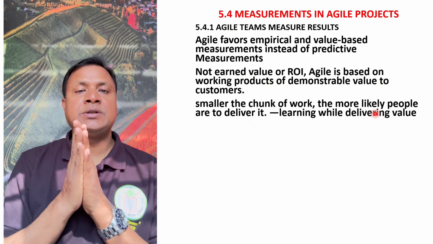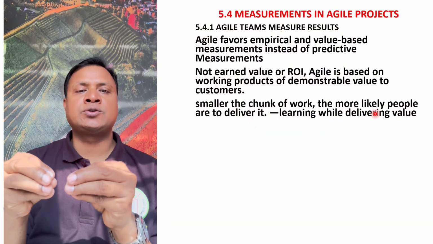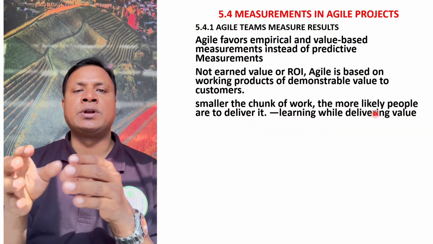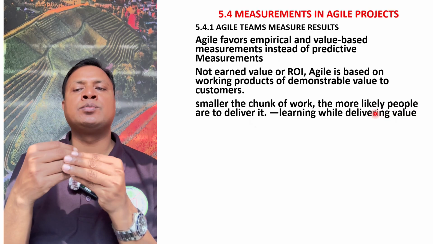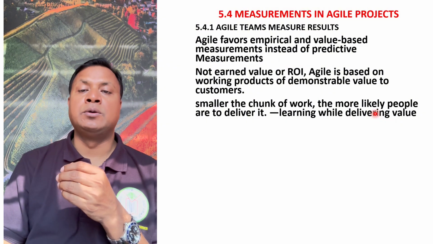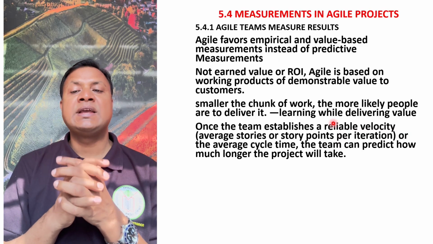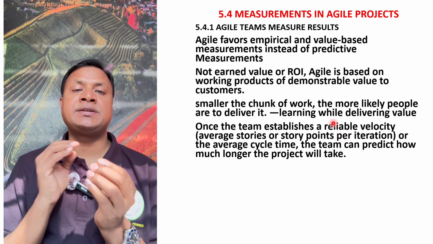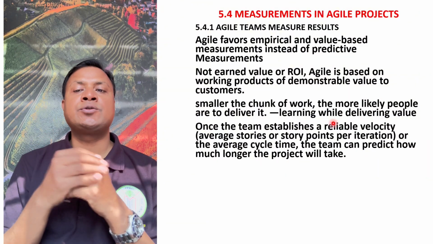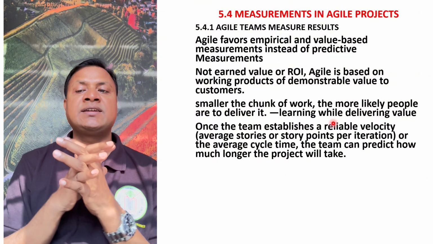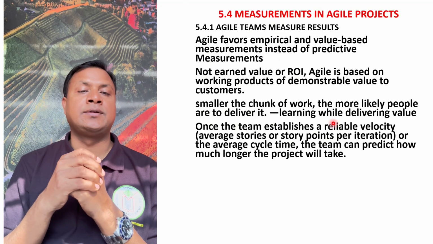So split the work into smaller chunks, complete it and go for the next one, complete it and go for the next one, and each iteration and each delivery has feedback and we try to improve it. So learning while delivering value. Once the team establishes a reliable velocity, velocity means average stories or story points per iteration. In each iteration, how many stories you have completed, the average is called velocity. So the average cycle time. Cycle time means the team can predict how much longer the project will take.